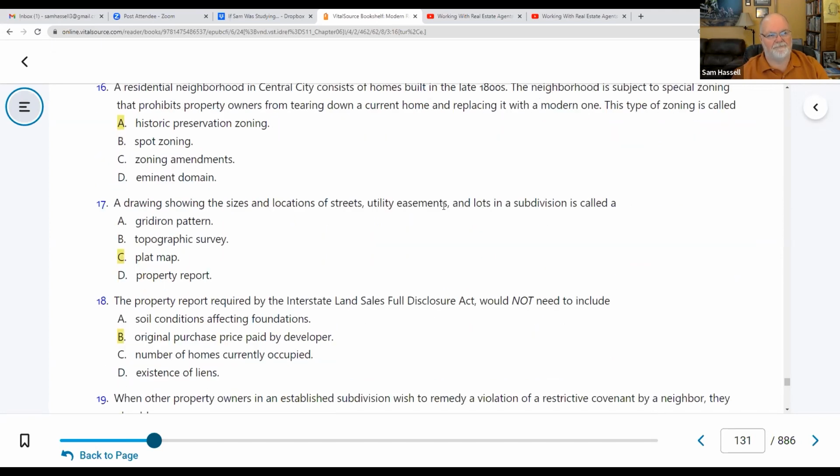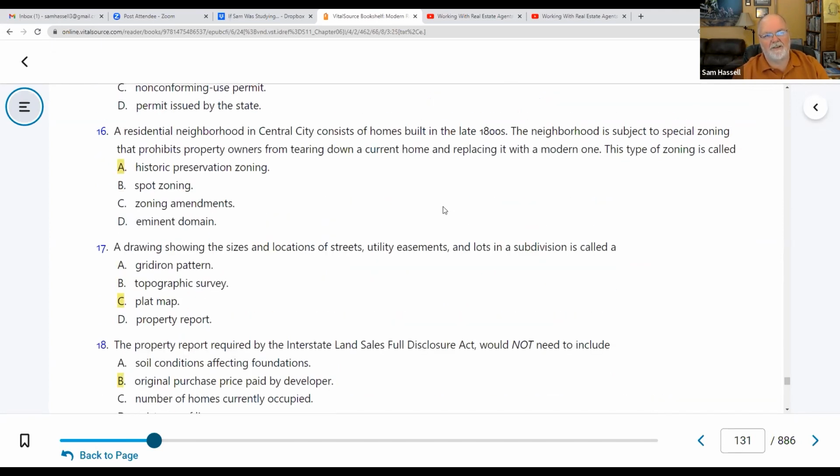Number 16, a residential neighborhood in Central City consists of homes built in the late 1800s. The neighborhood is subject to special zoning that prohibits property owners from tearing down a current home and replacing it with a modern home. This type of zoning is called historic preservation zoning, right? Built in the early and late 1800s, we want those houses to stay. We want them fixed. You can't tear them down because we are in this historic preservation zoning.